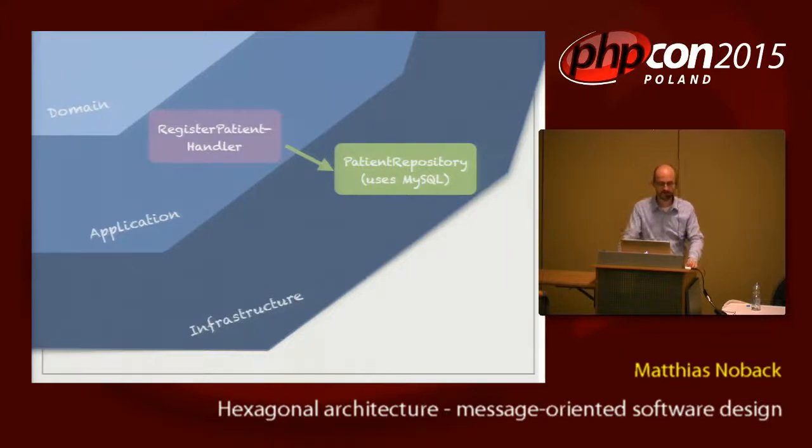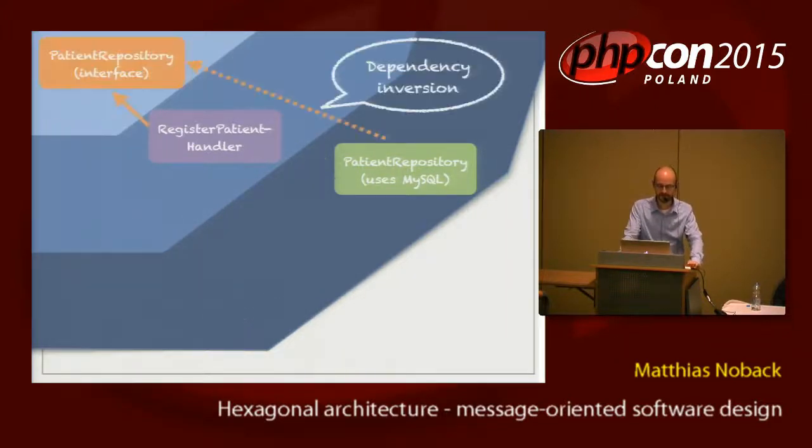Very good. So the solution is to find an abstract thing that is deeper in the application, in a deeper layer. In this case, a repository interface, which just tells us which methods we need to have. And it doesn't tell us anything about the details that are used to actually store our data. And then we can have a patient repository which uses MySQL in our infrastructure layer. And it implements the interface from the core, from the domain layer. And so now we have applied dependency inversion.